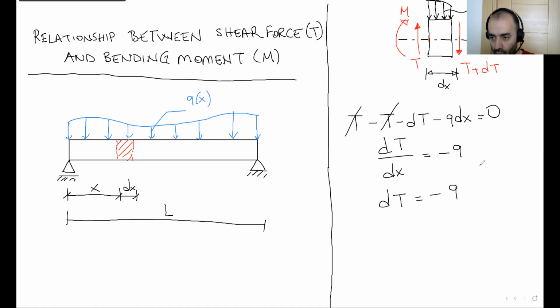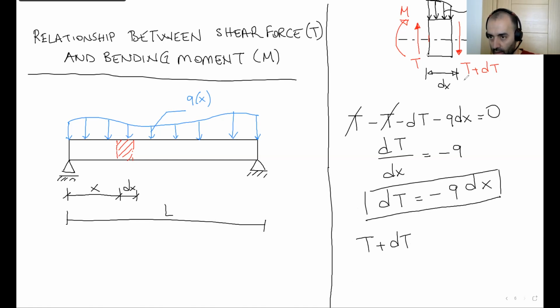Minus q, minus q dx. As you can see here, on the right-hand side, we have T plus dT. What does this mean? If I know this is actually T minus q dx.